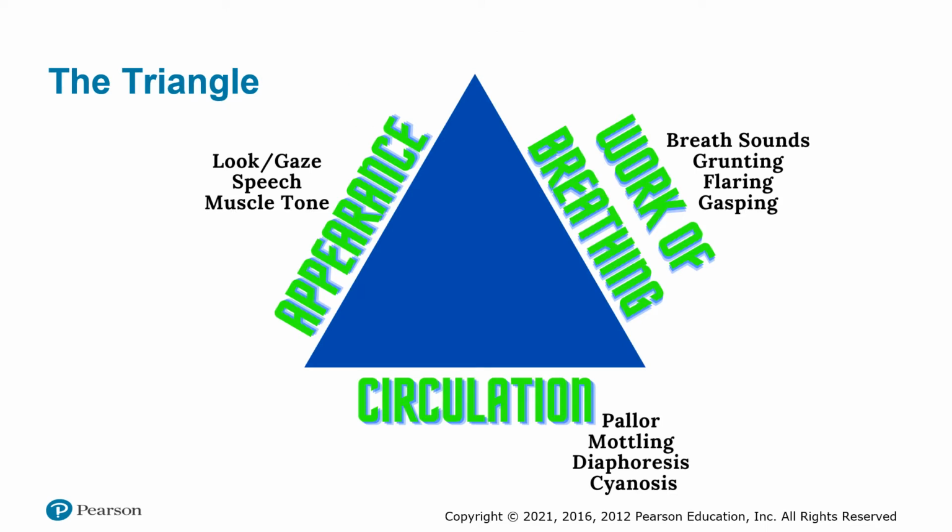So this triangle helps you determine what the patient is, how the patient looks. You want to look at their appearance, their work of breathing, and their circulation. You should be able to tell if your patient is sick or not sick within 30 to 60 seconds of just looking at your patient. So for appearance, you've got to look at their look, their gaze, their speech, and their muscle tone. Are they able to sit up on their own? Are they in a tripod position? Are they having difficulty speaking to somebody? All of those things.